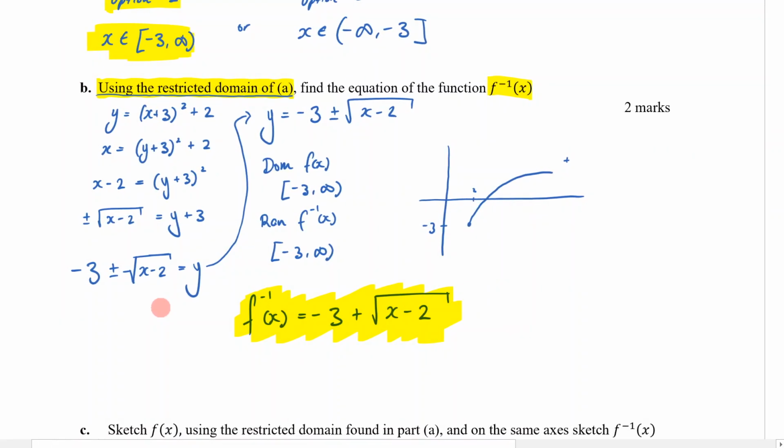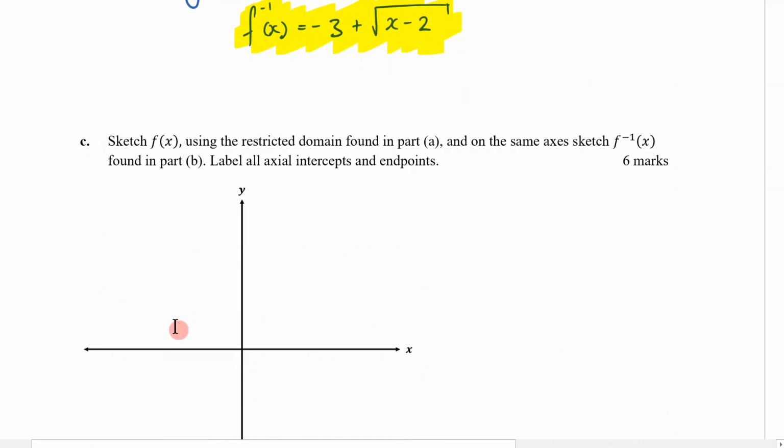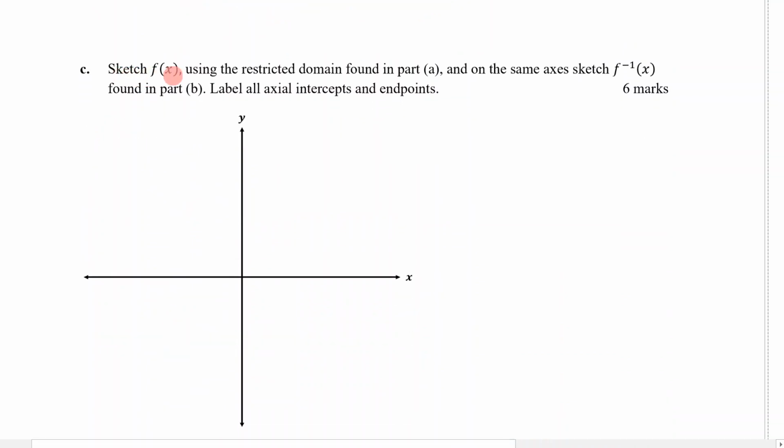Perfect. Let's now come to the final part of this question, which is C, which says sketch f of x using the restricted domain found in part A, and on the same axes, sketch the inverse function found in part B, label all axial intercepts and endpoints. As you can see, it's worth quite a few marks, and that's because we have to make sure that we're labeling all our axial intercepts and endpoints, so make sure that you're doing that. Okay, so let's now get to work.